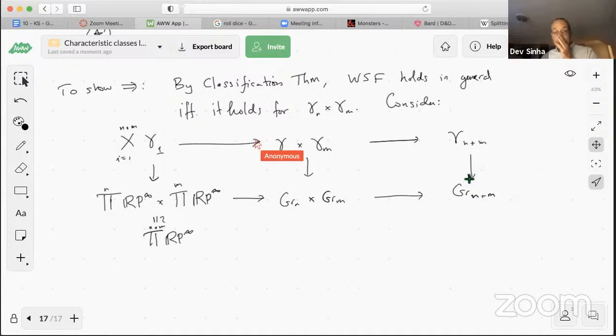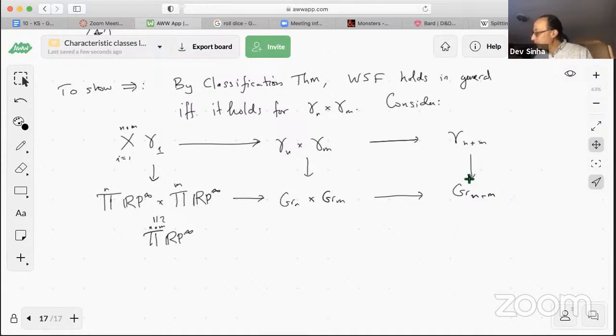Okay, and we're allowing ourselves, well, let's look at star prime. So again, we're allowing ourselves that this is injection on cohomology from any Grassmannian to any product. And we're going to use that 3 times. I've got 3 Grassmannians here, Grassmannians of n-planes, m-planes, and n plus m-planes.